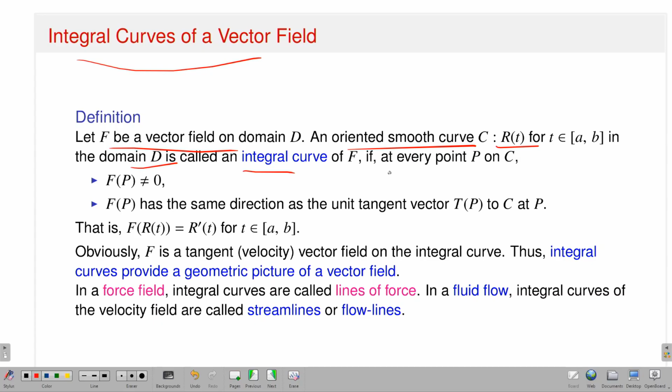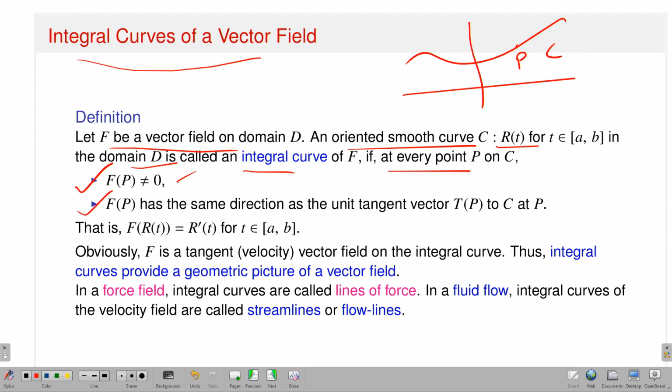If I take every point P in C, suppose I am in R2, and this is my C. The vector field F is a map from the domain D, a subset of R2, to R2, or from D, a subset of Rn, to Rn. So the first condition is that F acting on P should be non-zero.